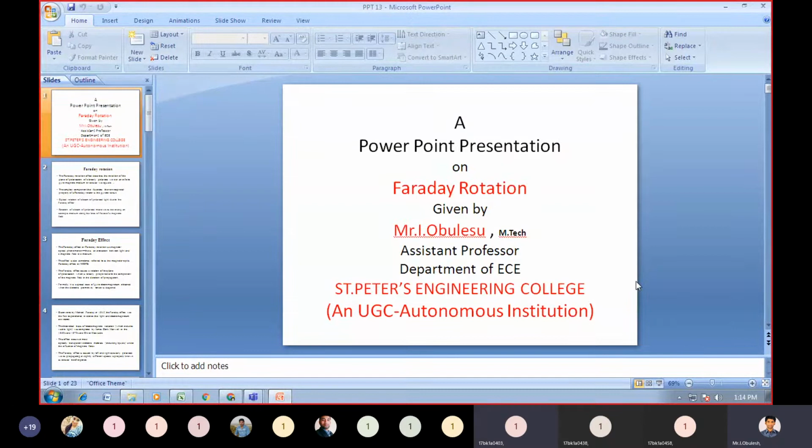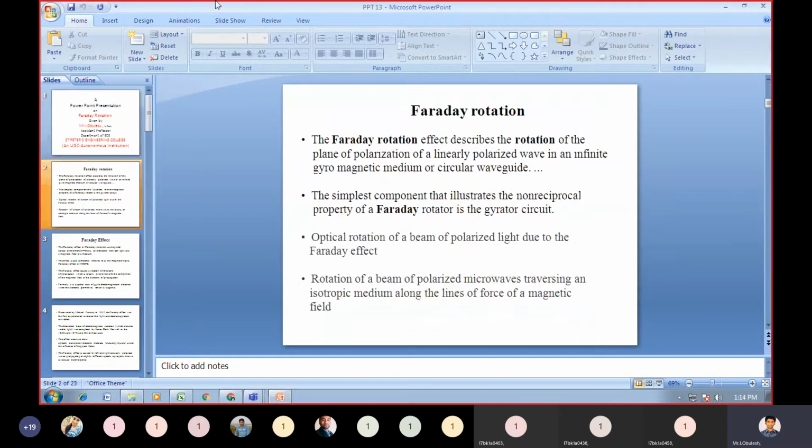The simplest component that illustrates the non-reciprocal property of a Faraday rotor is the gyrator circuit.